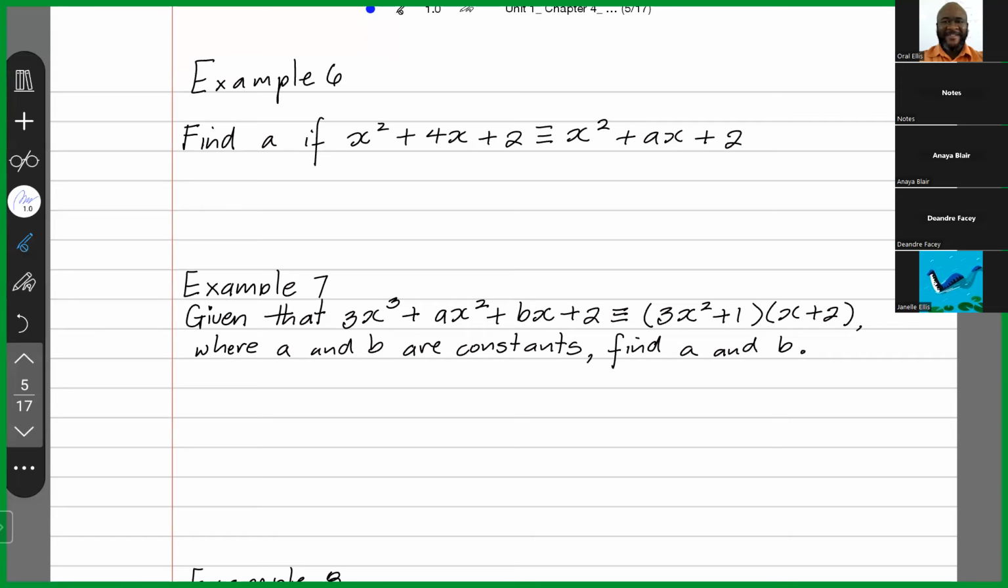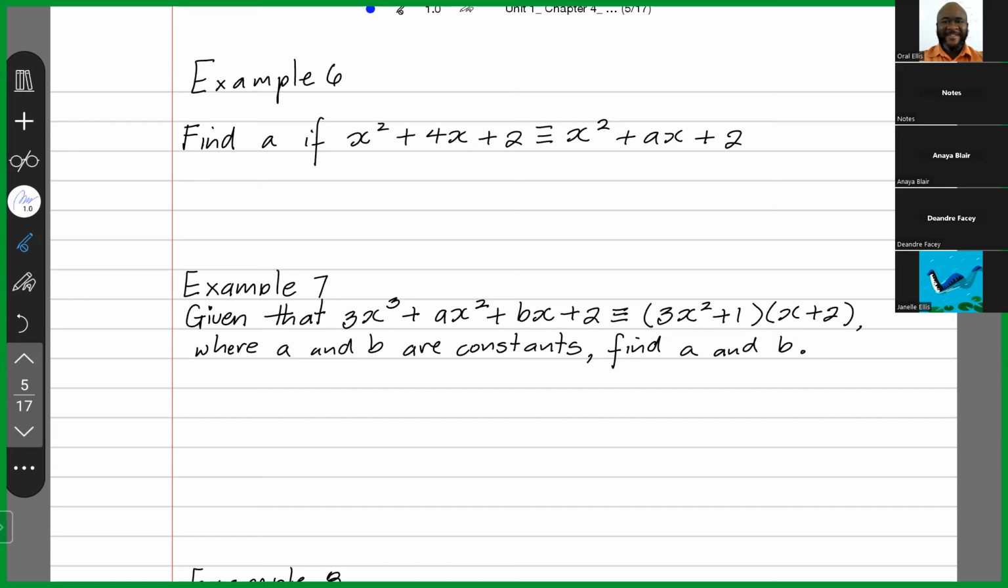All right, so example 6. With example 6, what we're starting is comparing equal polynomials in order to find an unknown. In example 6, we're asked to find a if x squared plus 4x plus 2 is equal to x squared plus ax plus 2.